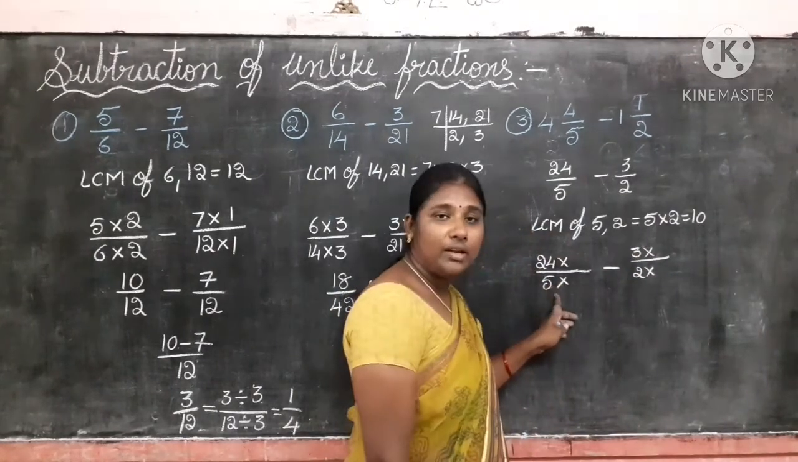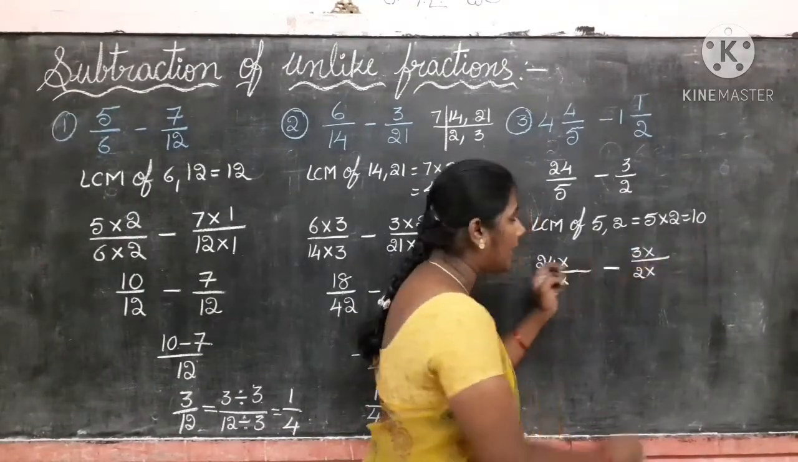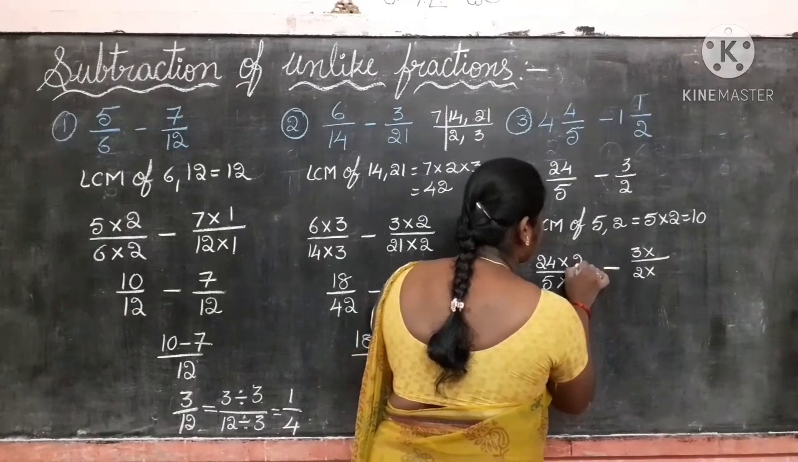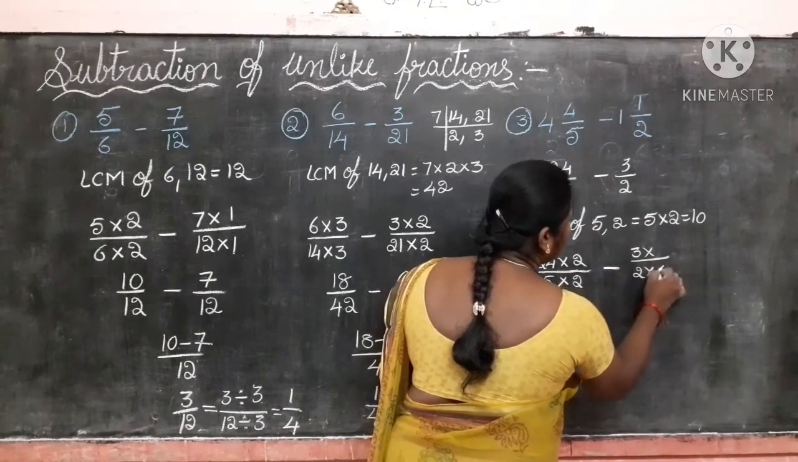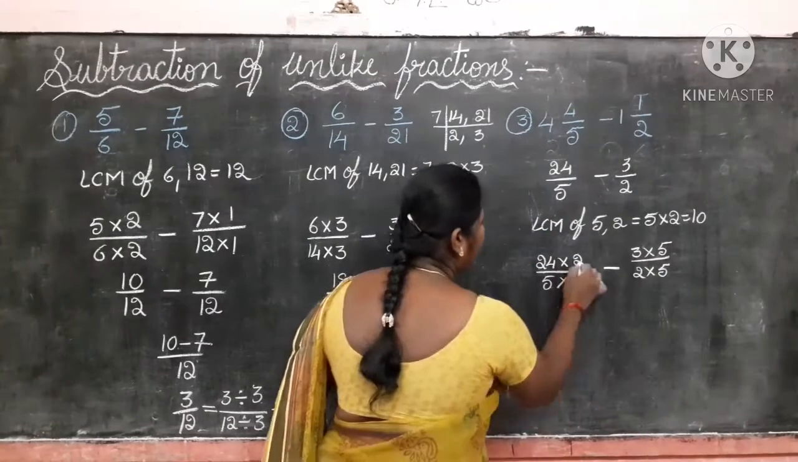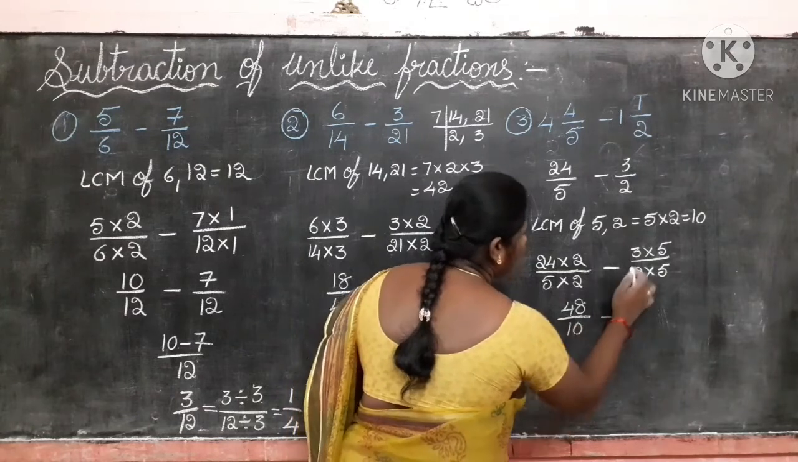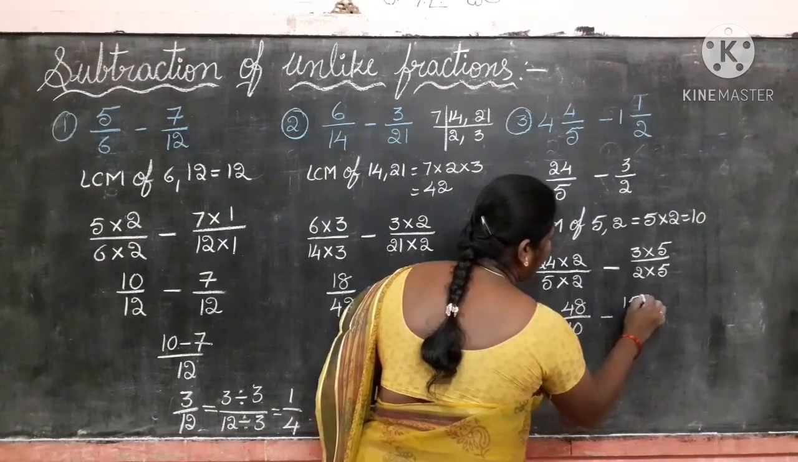What is the denominator here? 5. This table is 10 how many times? 5 table 10, 5 2s are 10. So both we have to multiply with 2. Here 2 table 10, 2 5s are 10. So both we have to multiply with 5. 24 2s are 48 by 5 2s are 10, minus 3 5s are 15 by 2 5s are 10.